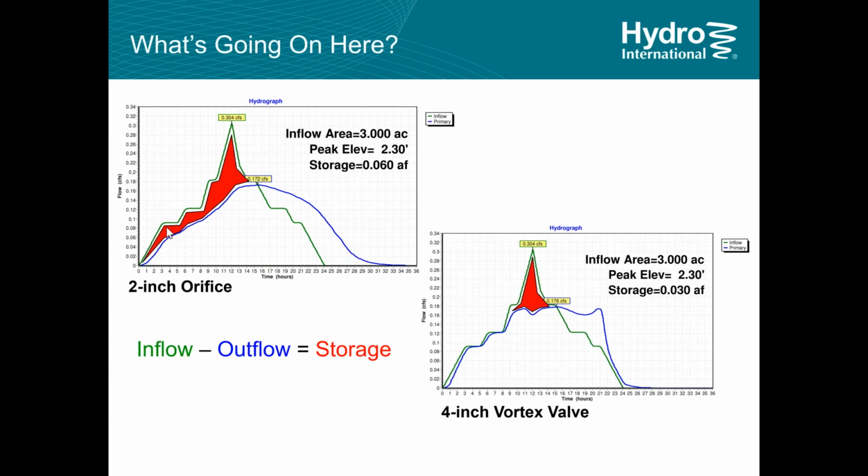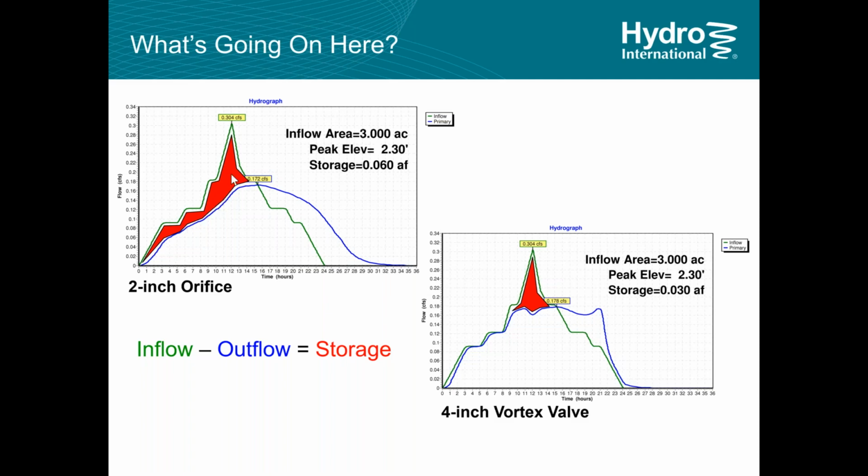Just to explain it, the green line, that's your influent hydrograph. The blue line, that's your outflow hydrograph. So the space in between, anytime you have inflow that is greater than your outflow, that's volume that you have to store. And this is cubic feet per second, and this is time down here. This is volume we're representing up here.